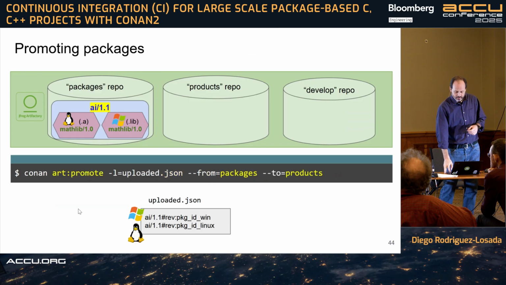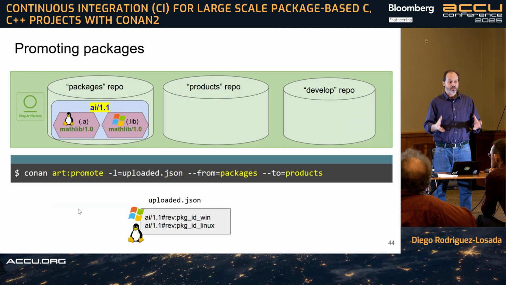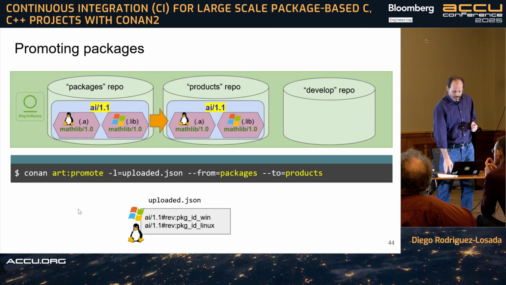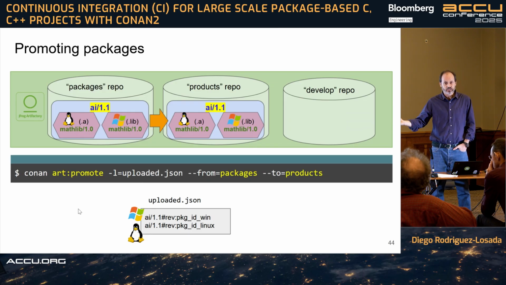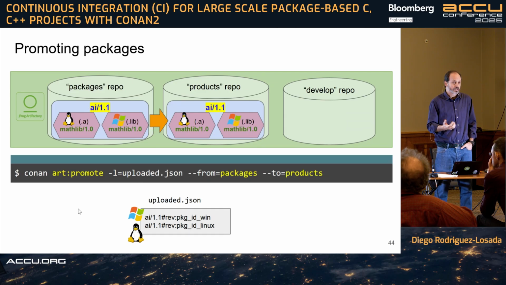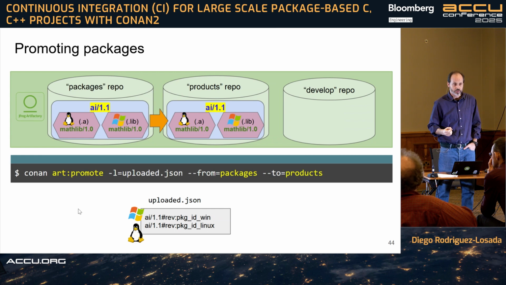And with this aggregated manifest package list of the things that have been uploaded, I can finish my package pipeline. Say, hey, this build is looking good for all platforms. I'm going to make available all these binaries to the next stage, right, in the products repo. Just a promotion, which is basically a copy from the packages repo to the products repo.